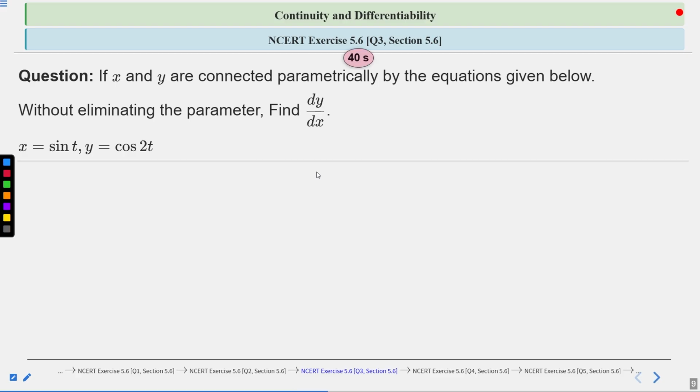Again, what can we do? We will find the parameter. The parameter is t here. So first we will find dx by dt. After that, we will find dy by dt. And after that we can easily find dy by dx, which is equal to dy by dt upon dx by dt. Clear? x is equal to sin t, y is equal to cos 2t. Again, you have 40 seconds to solve or think about this question. After that, we will move to the solution part.